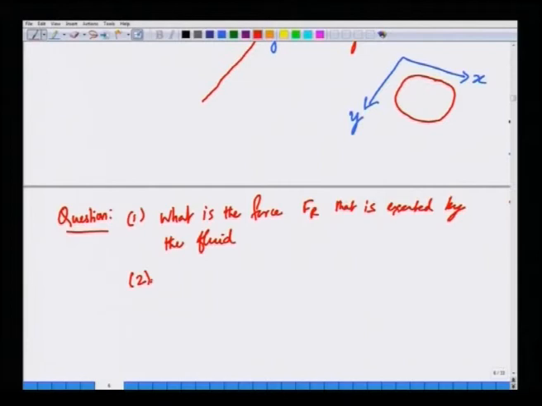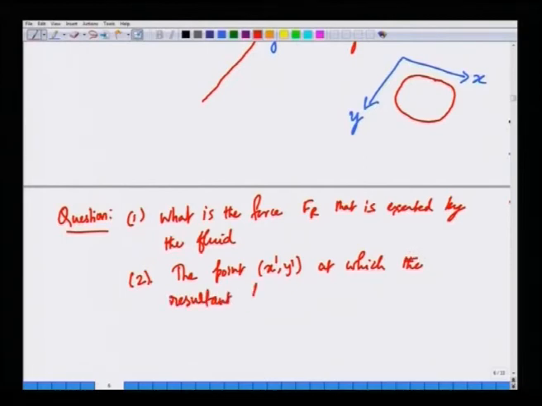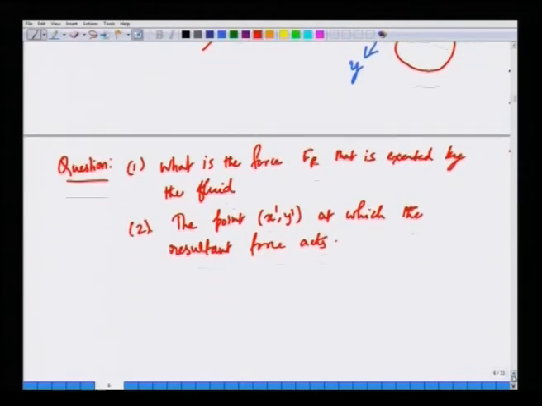Okay. Now, we also want to know the point (x prime, y prime) at which the resultant force acts. So, you want to calculate these two things. Okay. Now, why is this thing important?